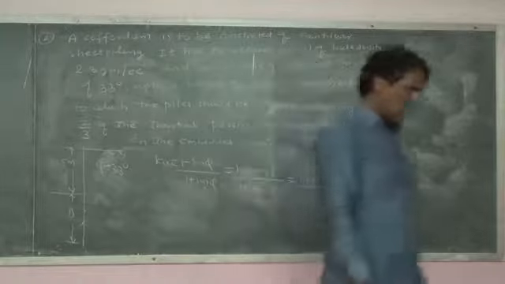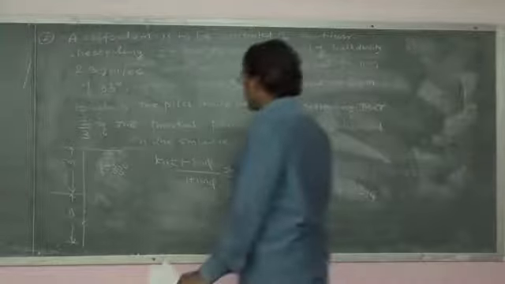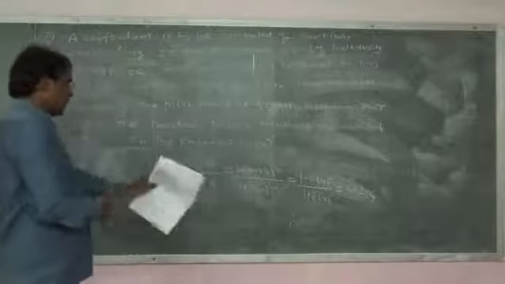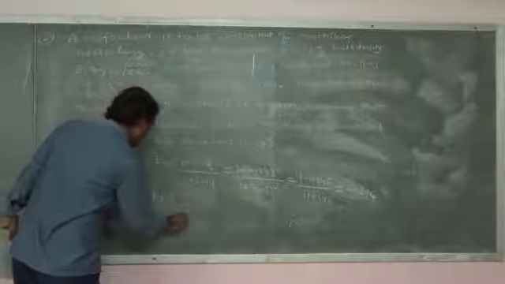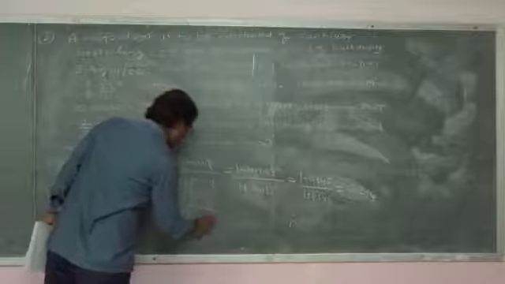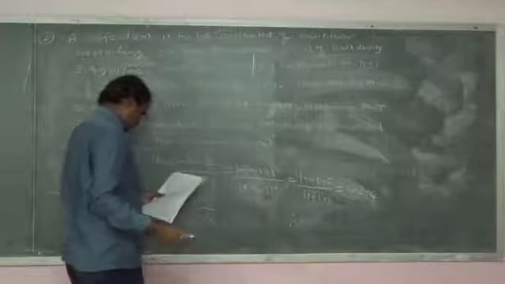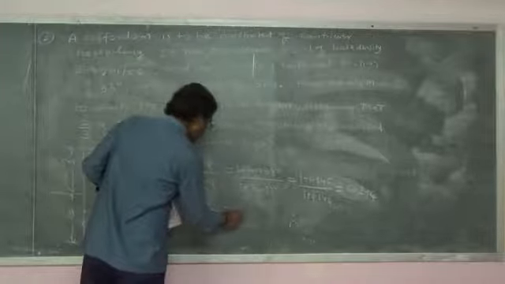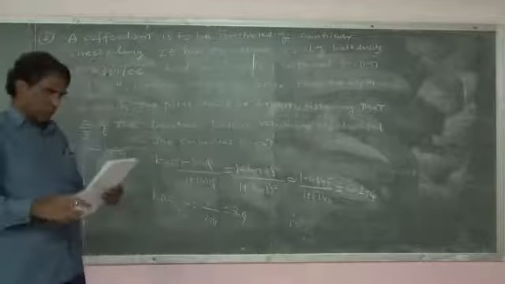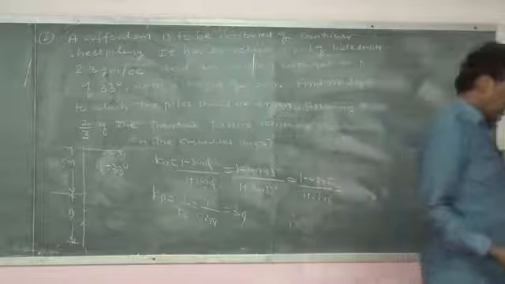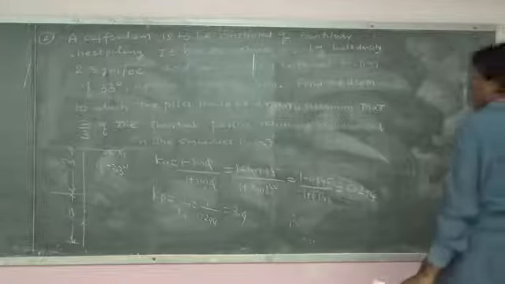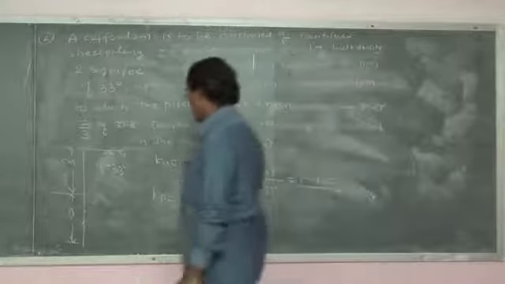Ka you will get 0.294. Once you get Ka, Kp is equal to 1 by Ka, 1 by 0.294, and this is going to be 3.4. In this way, you have to calculate Ka and Kp.